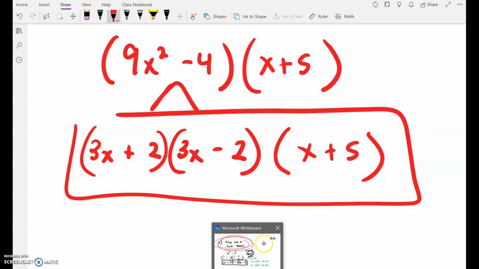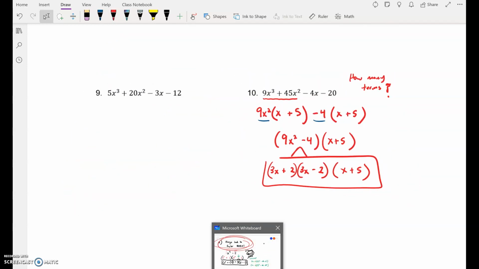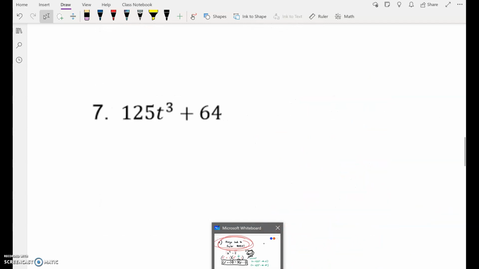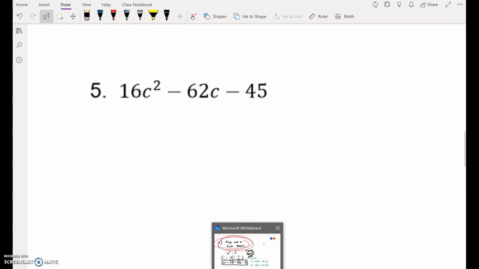So, how many terms? 2 terms. Looks like a perfect cube. 125, that's a perfect cube. 64, yep, so this is cubes. This is great practice for you, by the way. How many terms? 3, so that's going to be guess and check method. Is there a GCF, a 2, a 3? Nope, so that's just straight up guess and check. Trial and error.